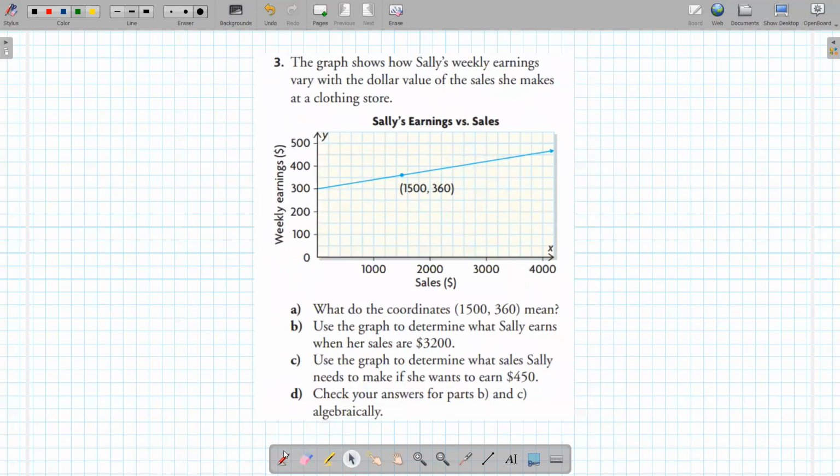Right. Another seems like a fairly straightforward question. So on the x-axis we have sales, and on the y-axis we have earnings. So question A, what does the coordinate (1500, 360) mean? What does that mean in the context of this question?